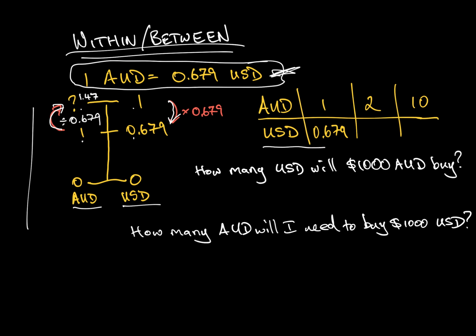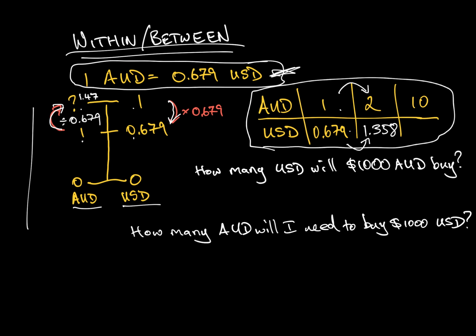Now, if we jump over to the right, I've got a table here. We can look at this a different way. Again, my rate of exchange is 1 Australian dollar is 0.679 US dollars. I can fill in this table and find out how many US dollars is 2 Australian dollars. You can probably figure this one out in your head. We're multiplying by 2, so we're going to do the same down here. Multiplying 0.679 by 2, we get 1.358 US dollars.